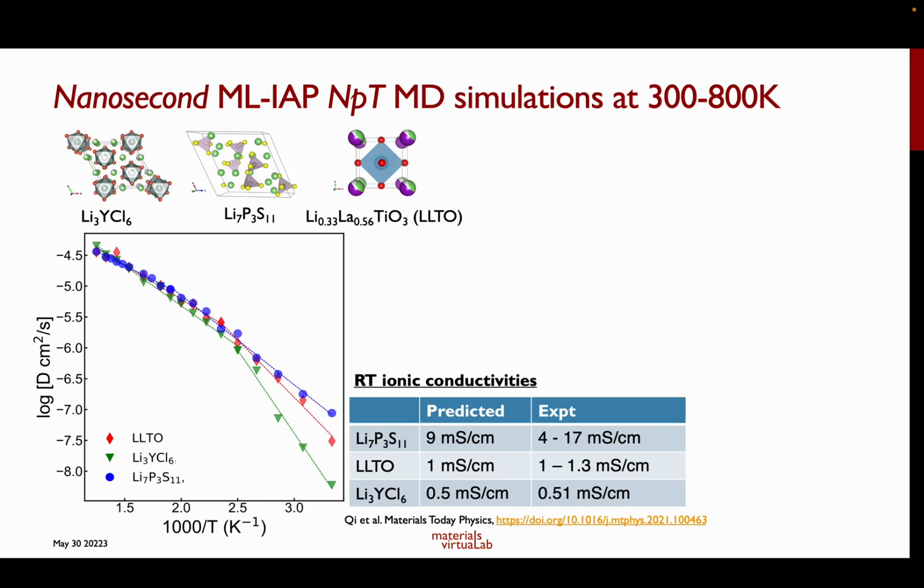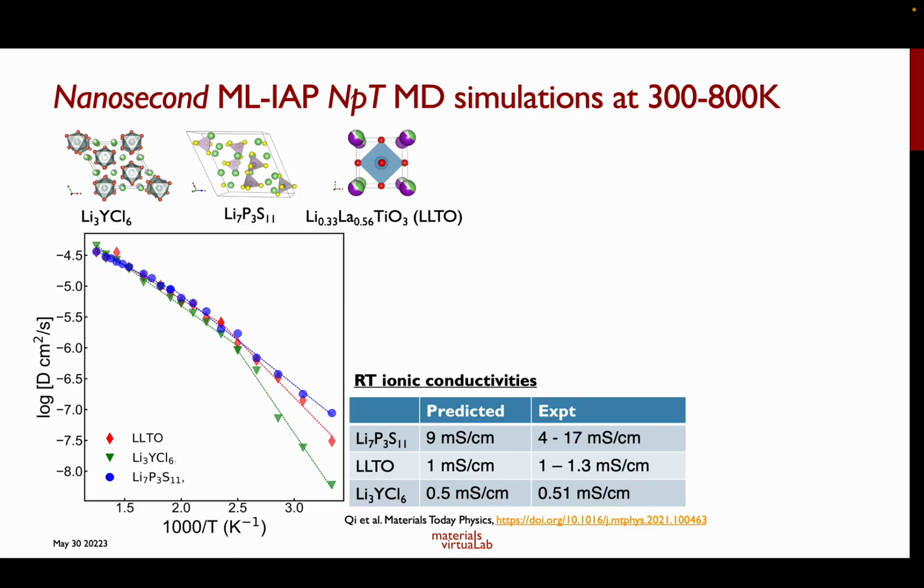So what you see is that, first of all, our predicted room temperature ionic conductivities are now much more consistent with what you get from your experiments, right? So in all three cases, for this sulfide, oxide, and chloride, we all get very, very good agreement with experiments.